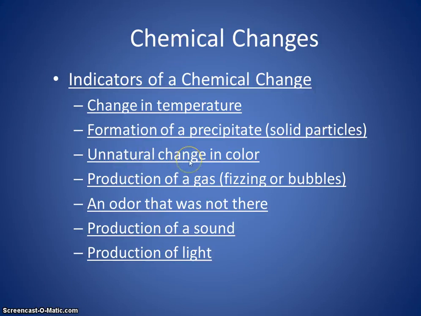I just talked about an unnatural change in color. We talked about the production of a gas, right? Some fizzing or some bubbles, some odor that wasn't there before, sound, light, all those things are indicators of a chemical change. A substance has changed into a new substance. Very important. New substances are formed in chemical changes.